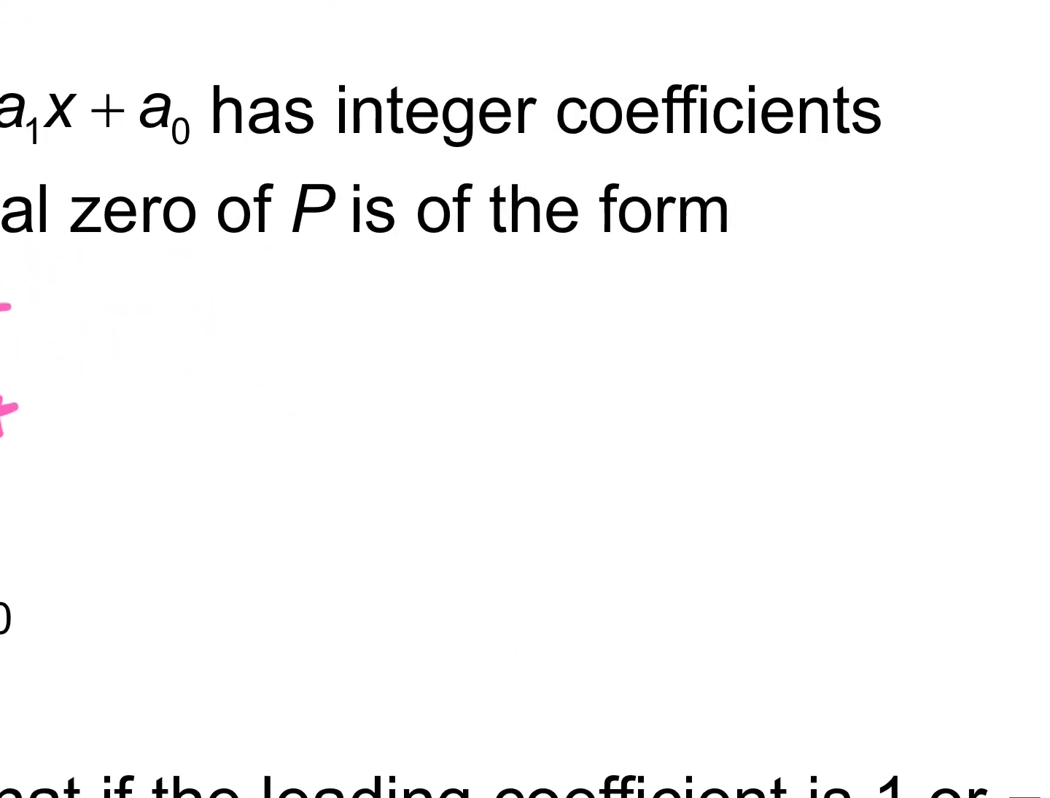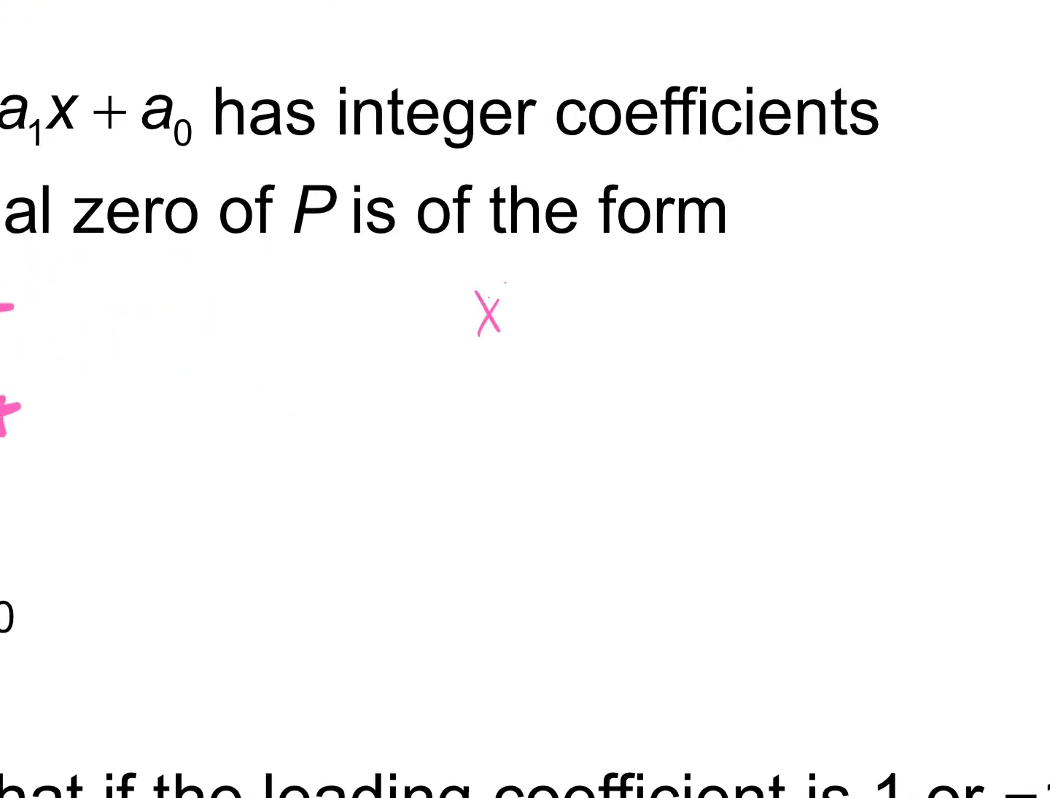So as an example, let's say I had something like x squared plus 7x plus 10. And I was asked to find the zeros. What would I do here? Factor. What are two factors of 10 that add to 7? 5 and 2. So this would be x plus 5 and x plus 2. And then what would x equal?